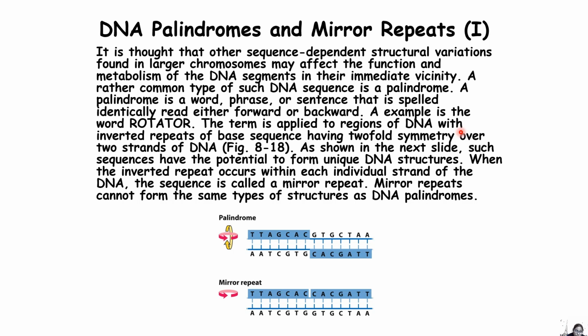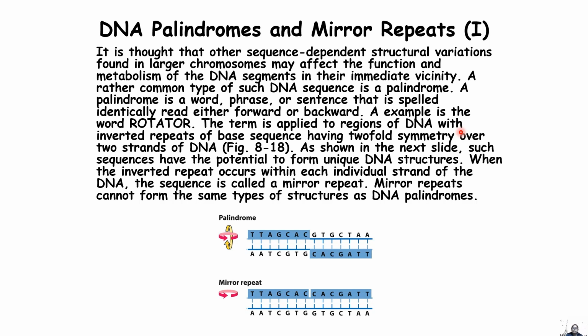A palindrome is a word, phrase, or sentence that is spelled identically read either forward or backward. So, an example is the word rotator. Even if you read from the backside, it will be rotator only. So the term is applied to regions of DNA with inverted repeats of base sequence having twofold symmetry over the two strands of DNA.